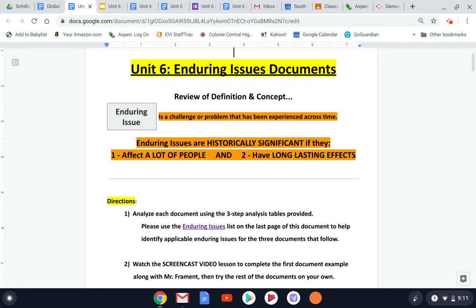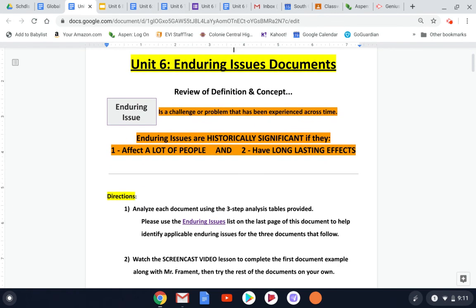All right, so let's go over the directions just so we are clear and reminded of what the concept and definition are of an enduring issue. So an enduring issue is a challenge or problem that has been experienced across time.